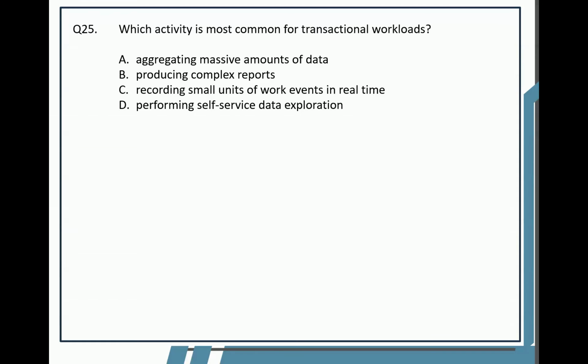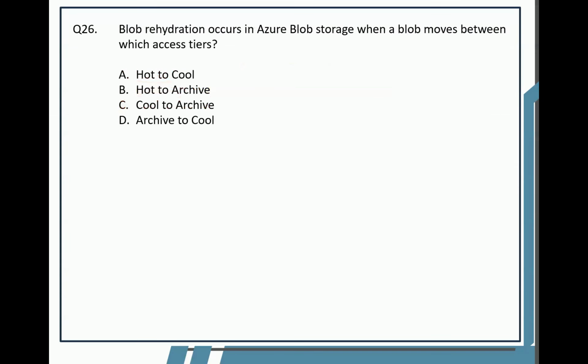Aggregating massive amounts of data is a typical example of analytical workloads like data warehouses. Producing complex reports is also analytical, often offline or batch processing. Recording small units of work events in real time is exactly what transactional workloads do. That is, handle many small operations quickly. Option D, performing self-service data exploration, is analytical or BI-focused, not transactional.